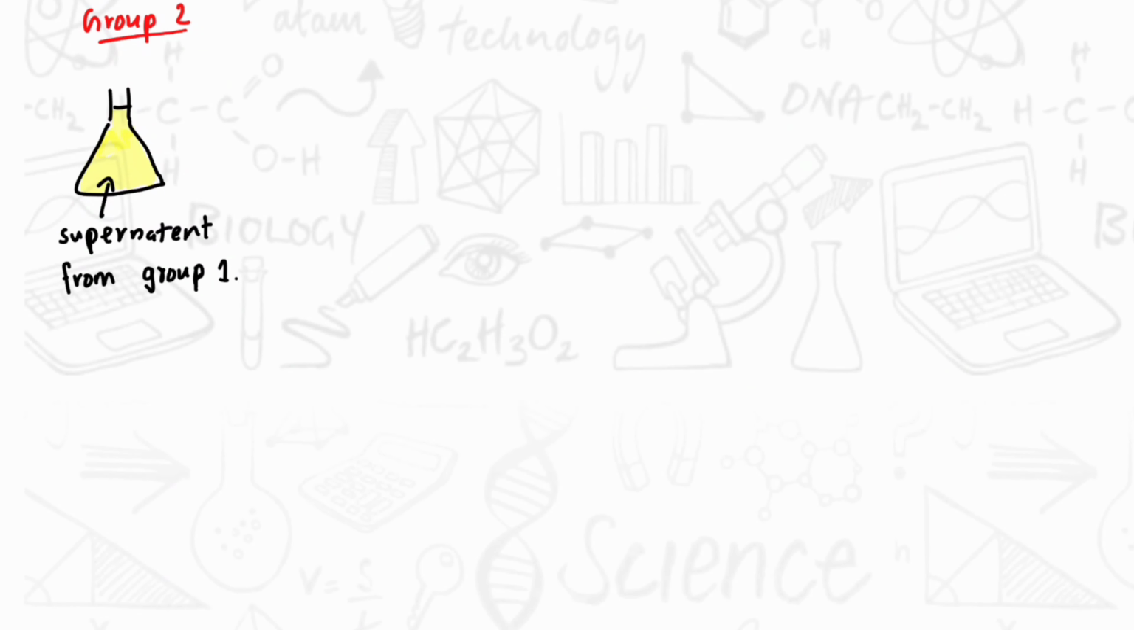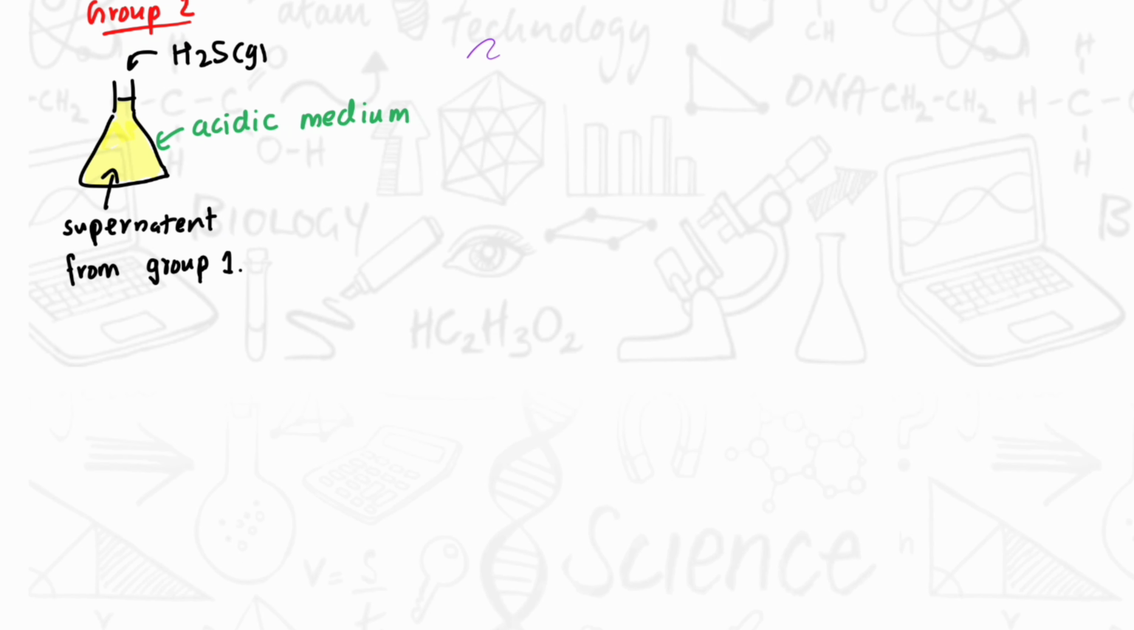Now, let's move on to the next group, which is group 2. Here I have taken the supernatant from group 1. Since the medium is acidic already, since we had diluted hydrochloric acid in the first group analysis, the medium is acidic. And here we bubble H2S gas. Here we will get 9 precipitates.